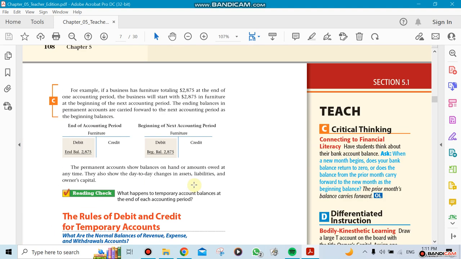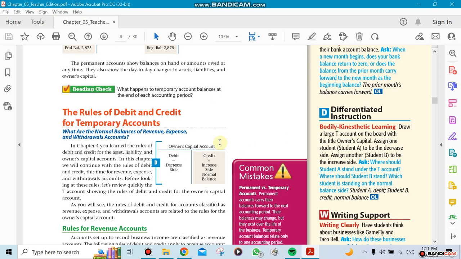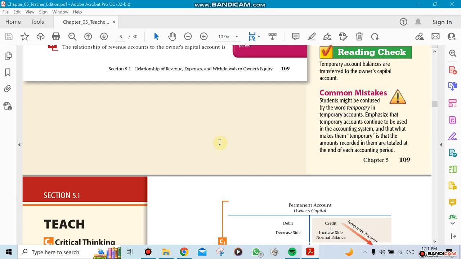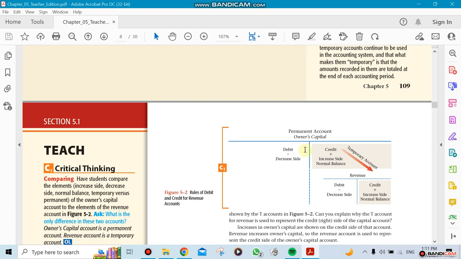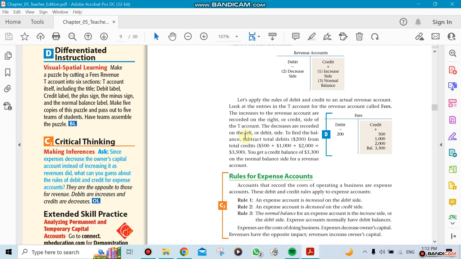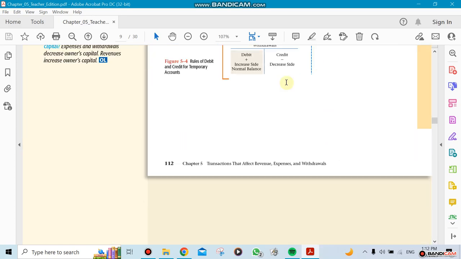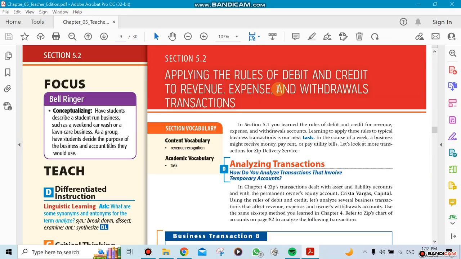So rules, definitely we need to learn the rules. No way I could do them in five minutes here. The rules of debit and credit, each one of them has its own rule. Revenue has a rule for its debit and credit, and expense plus withdrawal has its own rules, okay? So we'll mention this in class. There's no way we could do that here.